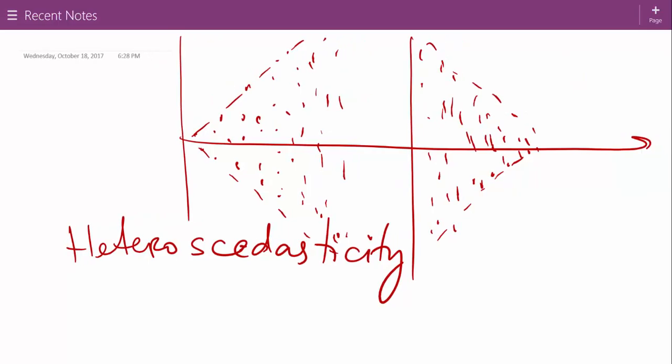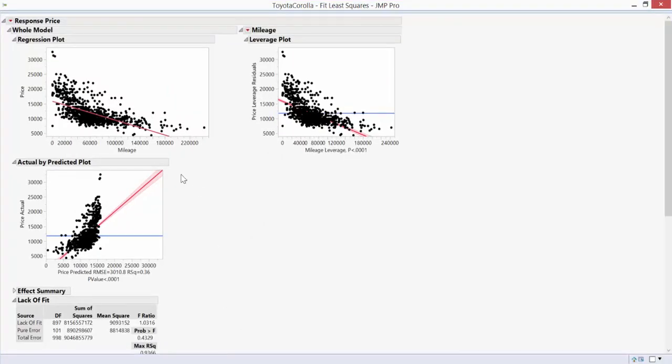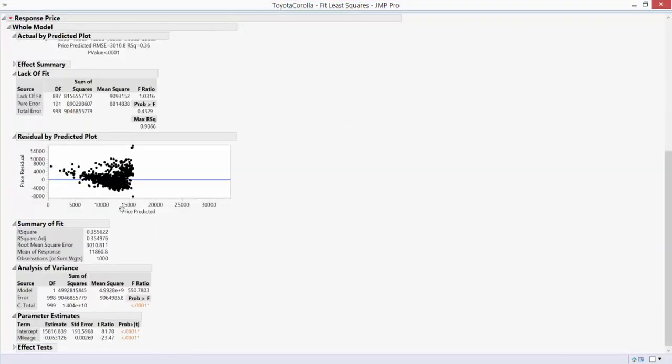So let's take a look at my residuals. Where's my residuals plot? It's right here, okay? It's price residuals plotted versus predicted, fitted price, right? So what do you think? Is that a well-behaved residual plot or the one that indicates an issue? What do you think?